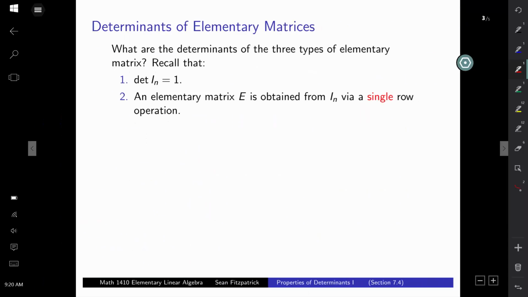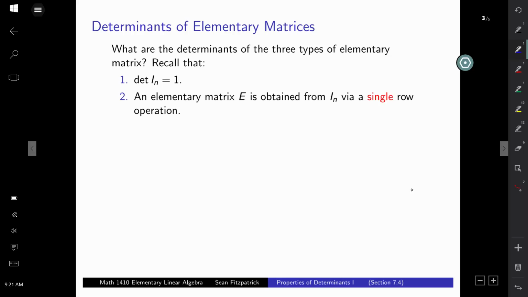Now, we're going to look at determinants of elementary matrices here because we want to build up to an important result, which is what happens when you take the determinant of a product. Now, there's a few things that we know. One thing we know is that the determinant of the identity matrix is 1, right? Because, well, it's a triangular matrix with 1s down the diagonal, so if I wanted to calculate the determinant, it's 1 times 1 times 1 times 1. It's 1.